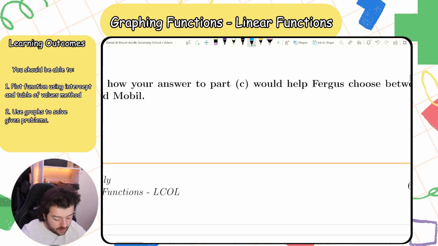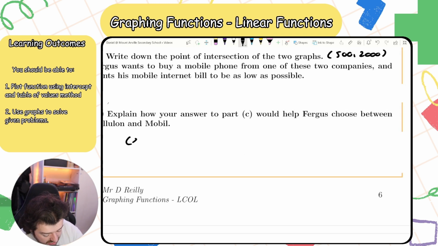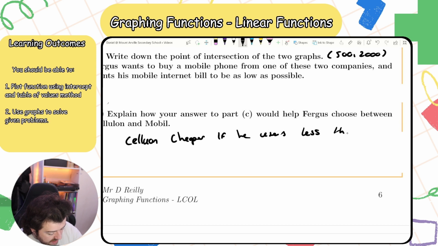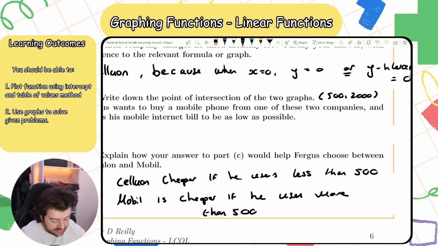So how would you help Fergus choose between them? Right? So you just say Cellulon is cheaper if he uses less than 500, and Mobile is cheaper if he uses more than 500. And that's it.